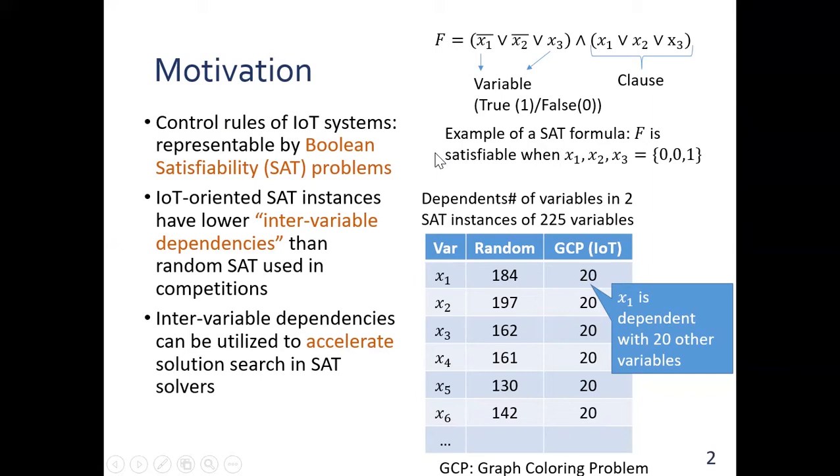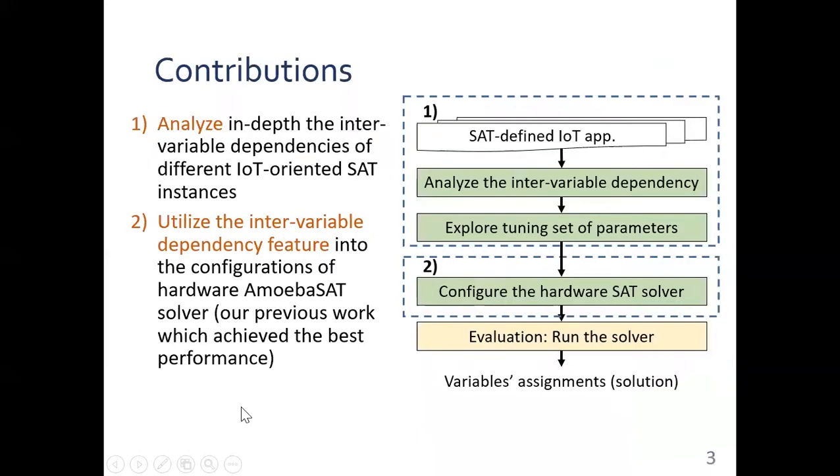Recently, hardware SAT solvers have been developed, but they mainly evaluate on randomly generated SAT instances without considering features in realistic problems such as intervariable dependencies. We measure the number of dependents each variable has in two different SAT domains of the same variable count and found that IoT instances have lower dependencies than random. Therefore, we would like to utilize this feature in accelerating solution search in SAT solvers.